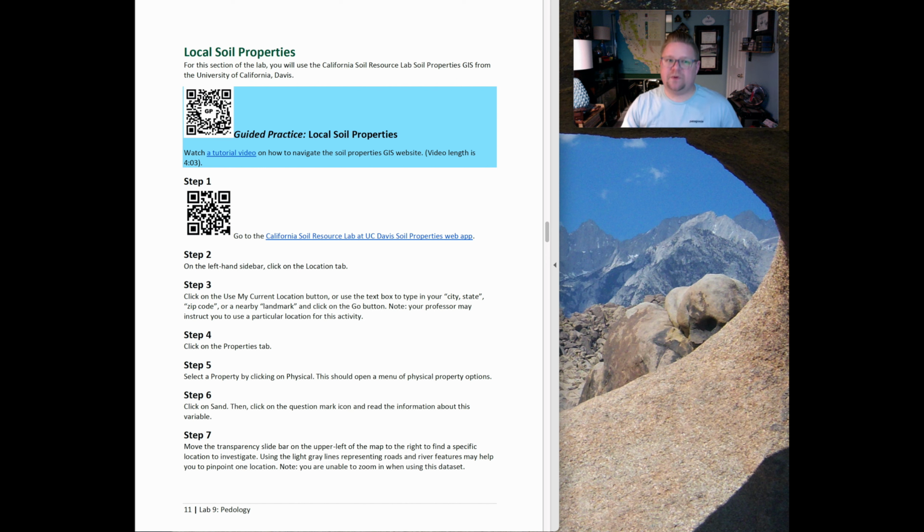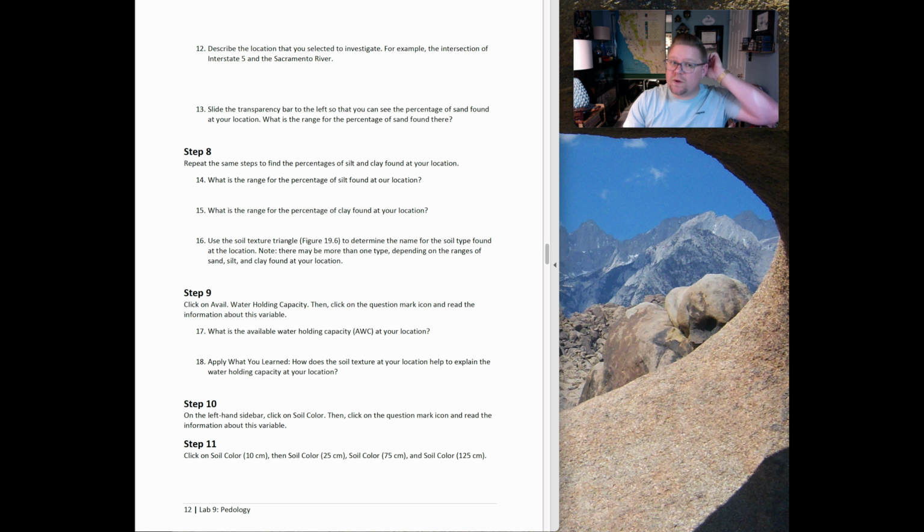Once you feel comfortable, now you go to step 1, you take a photo of the QR code, hit the hyperlink, and it's going to work you through step by step on how to collect specific data based on either your location or a location that was designated by your instructor, and then you'll begin to start working through that. So question 12 says, once you've collected all that, describe the location that you have selected to investigate. For example, maybe this is the intersection of Interstate 5 and the Sacramento River. You get to pick your location.